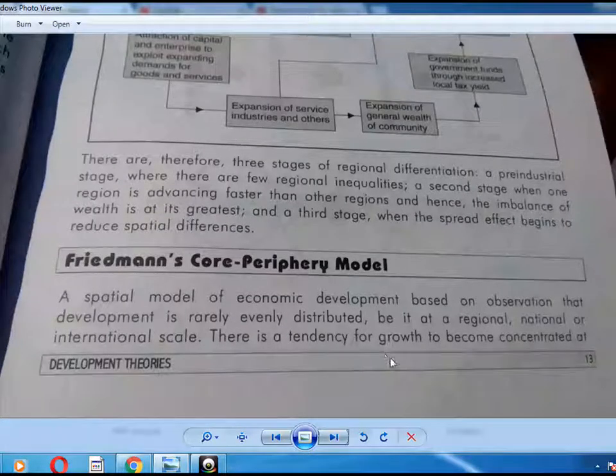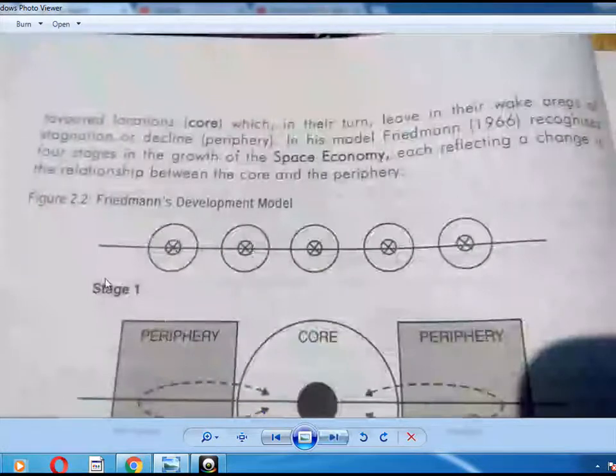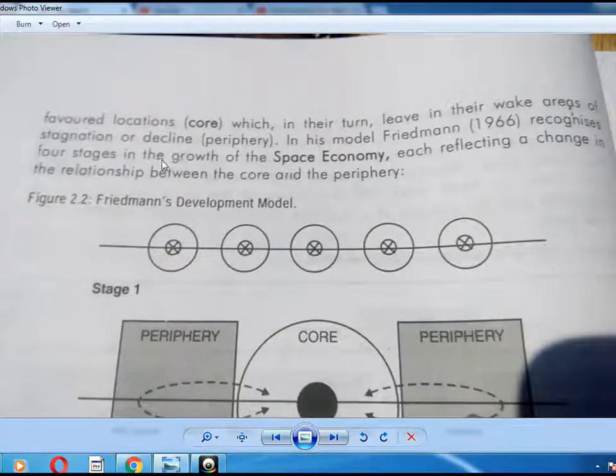There is a tendency for growth to become concentrated at favored locations, the core areas, which in their turn leave in their wake areas of stagnation or decline, the periphery. In his model, Friedman, 1966, recognizes four stages of growth in the space economy, each reflecting a change in the relationship between the core and periphery.